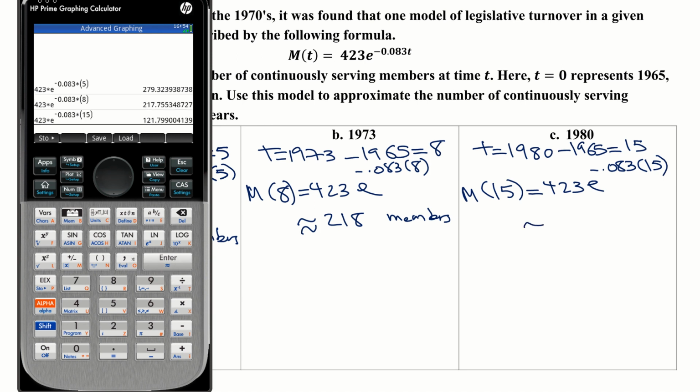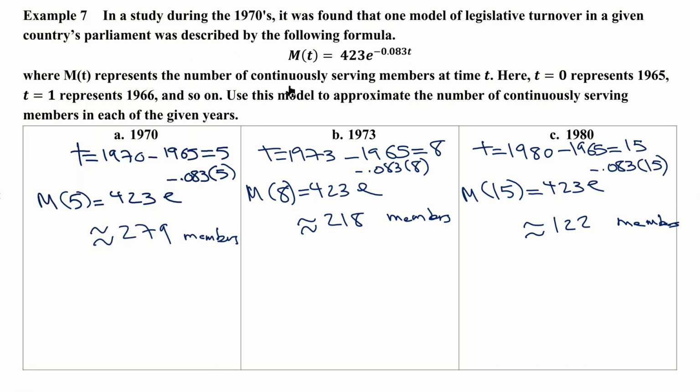So we get approximately 122 members serving in 1980, according to this model. All right, and that is basically how you would approach a simple problem like that. Just remember how to find T, and you should be in great shape.